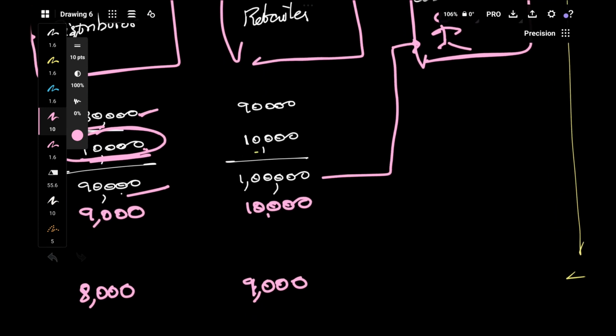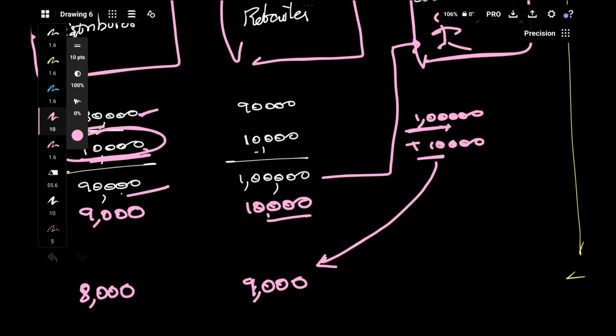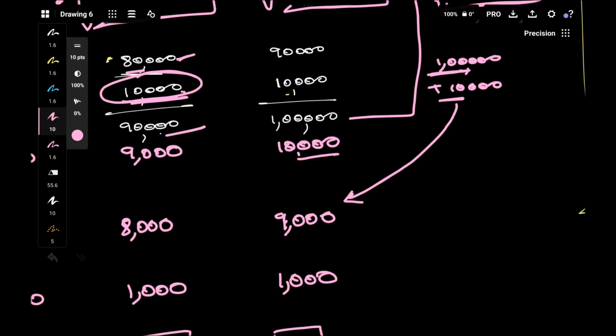But how? Let's see. On this 1 lakh, the tax will be 10,000. Now this customer will pay 1 lakh plus 10,000. So what will this retailer do? He'll take 1 lakh and keep it. Obviously, this is his amount, and he'll take the 10,000. He has received 10,000. That is the tax on sale. He has made some sale. That is output tax. He has received output tax of 10,000.